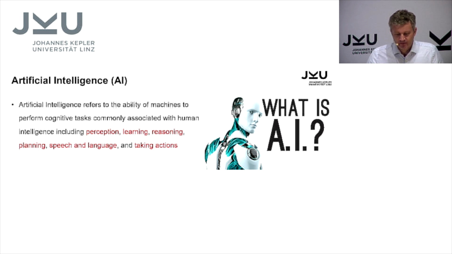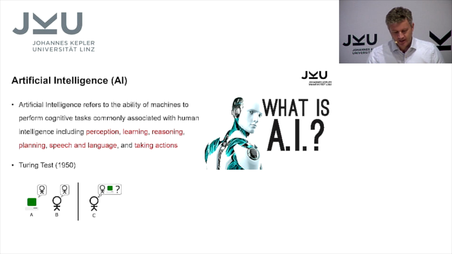AI refers to the ability of machines to perform cognitive tasks commonly associated with human intelligence. And this includes perception, learning, reasoning, making plans, speech and language, and also taking actions. This is a kind of standard definition, although there is not a full consensus on how to define it precisely. One very old, from today's perspective, approach to the field of AI was the so-called Turing test.